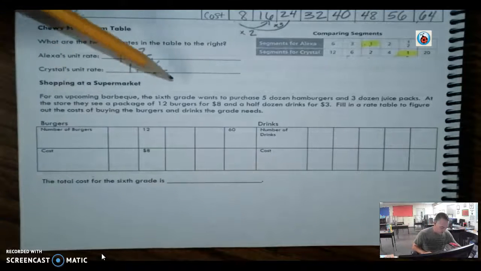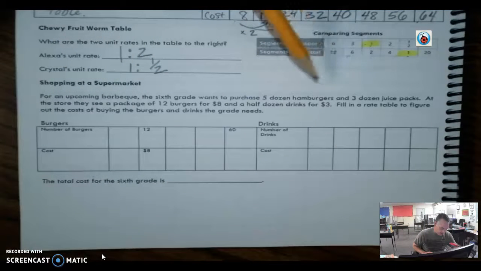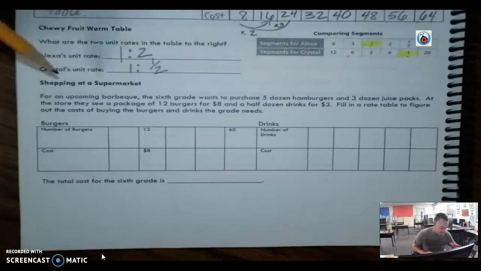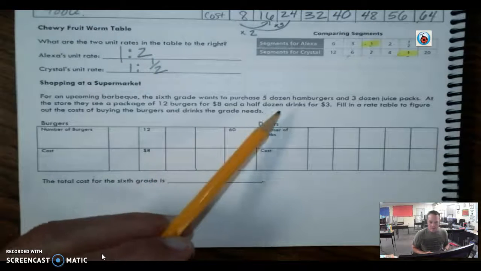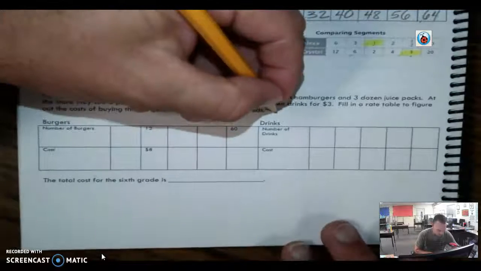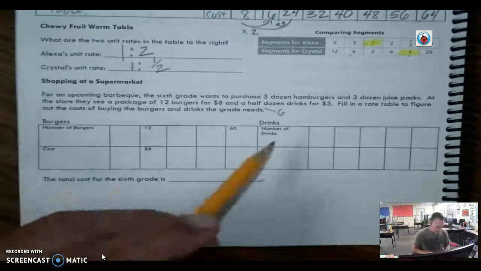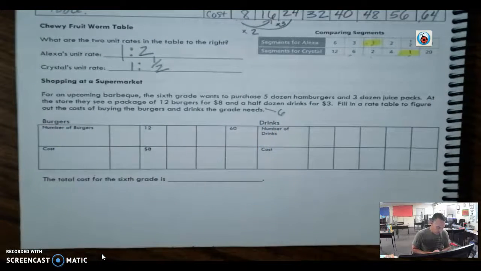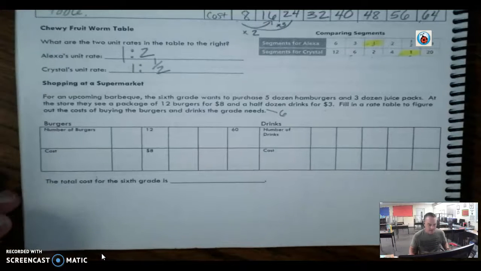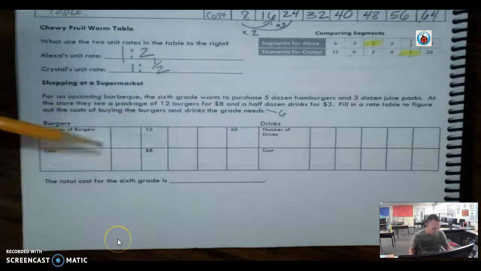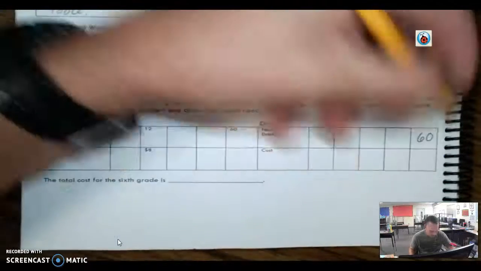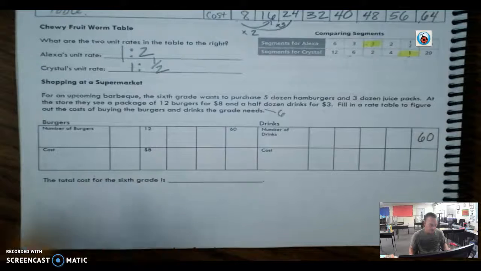For an upcoming barbecue, the 6th grade wants to purchase 5 dozen hamburgers and 3 dozen juice packs. At the store, they see a package of 12 burgers for $8, and half a dozen, that's 6, drinks for $3. Fill in a rate table to figure out the cost of buying the burgers and the drinks the grade needs. Okay, so we got to get to 60. We'll put that in there. So think about that for a minute and see if you can fill these out.